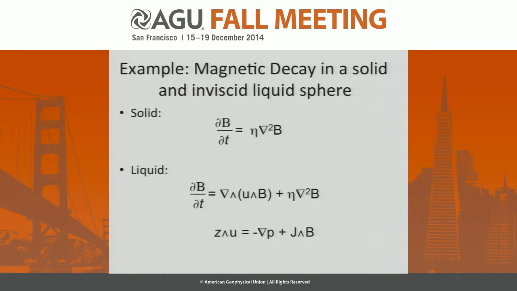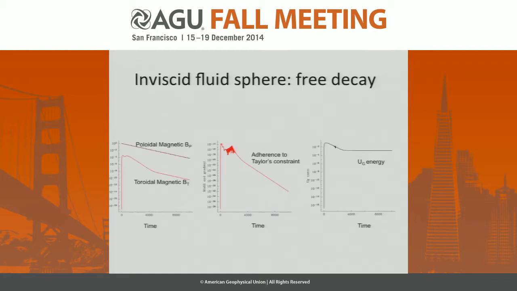Now I'll give you a little example of how this might apply. So we all know the classic problem of magnetic decay in a solid. In a solid, magnetic fields would decay if we have no energy source, and they'll decay according to this equation, and that's all you have to solve. And in a whole sphere, we know the analytic results. In a liquid, we have to satisfy this equation, and we also would need to satisfy Taylor's constraint at every time. And here's an inviscid fluid sphere with free decay.